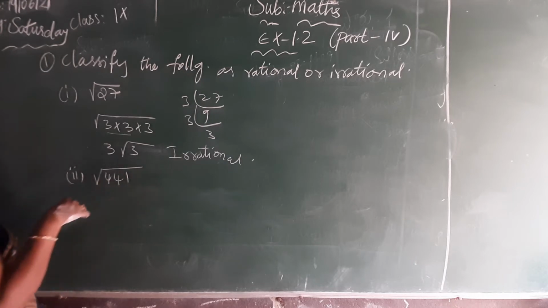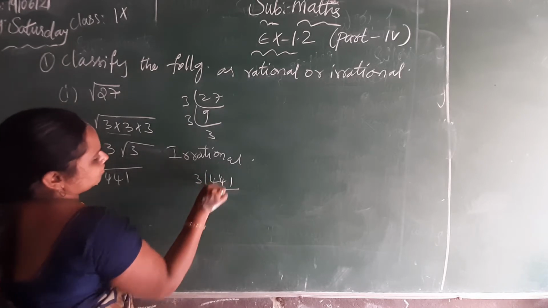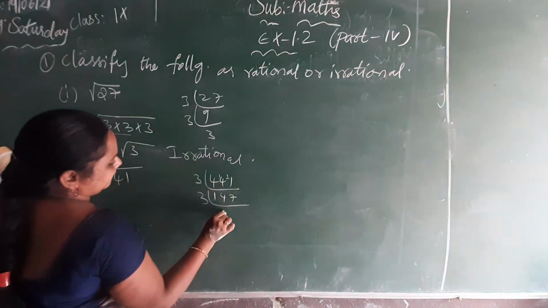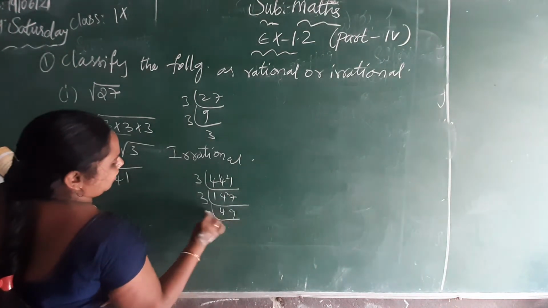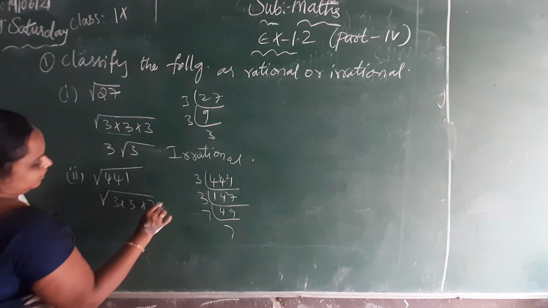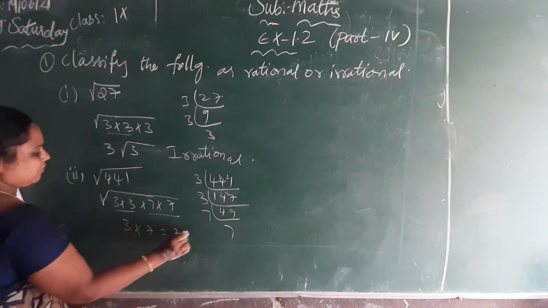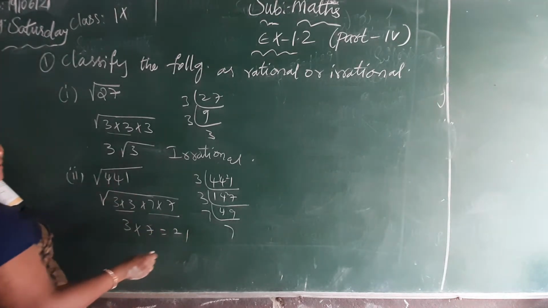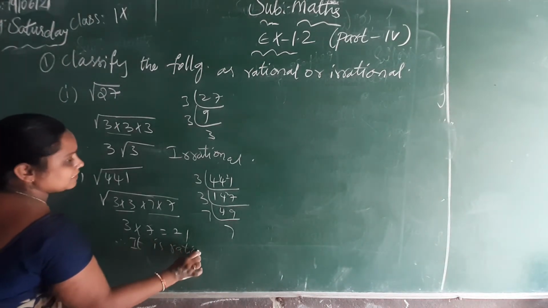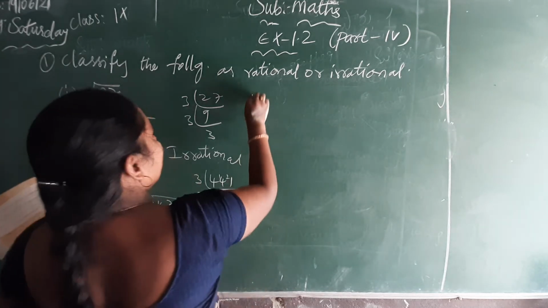Next, root 441. Check it out. Factorize 441: 3 1s are 3, 3 4s are 12, 3 7s are 21, 7 7s are 49. So 441 is 3 into 3 into 7 into 7. One 3 and one 7 come out, so 3 7s are 21. The perfect square root of 441 is 21. Therefore it is rational.